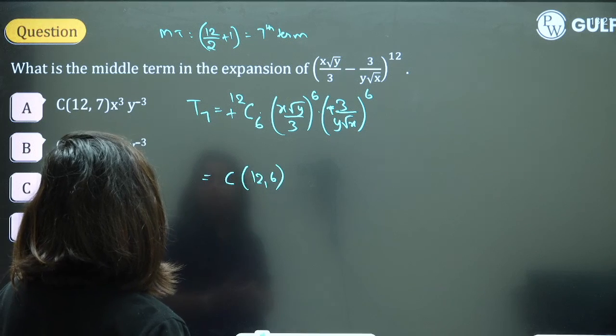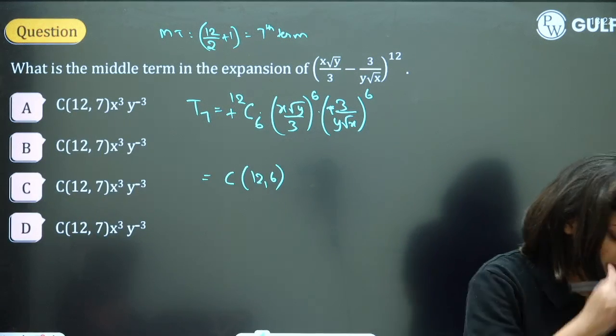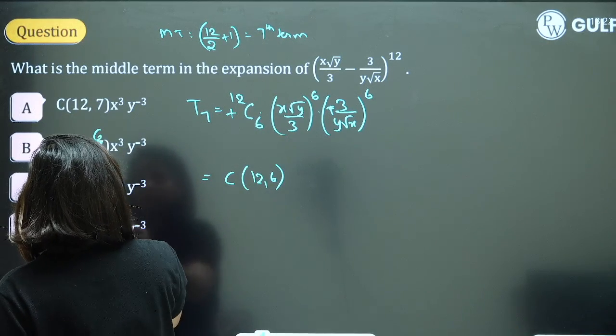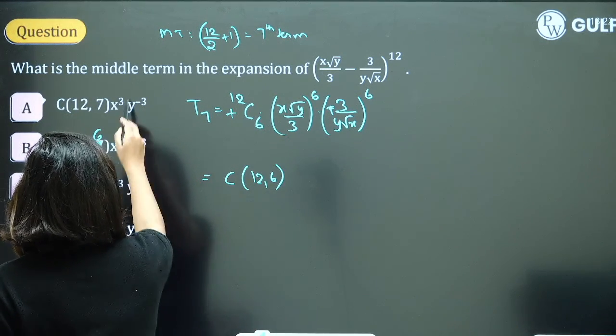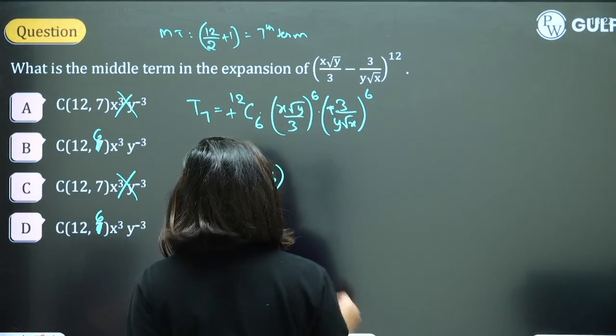None of the options has 6. How is that possible? These two options, this is a typo. These two options have 6. So already A and C are out of question for me. A and C are not the answer.